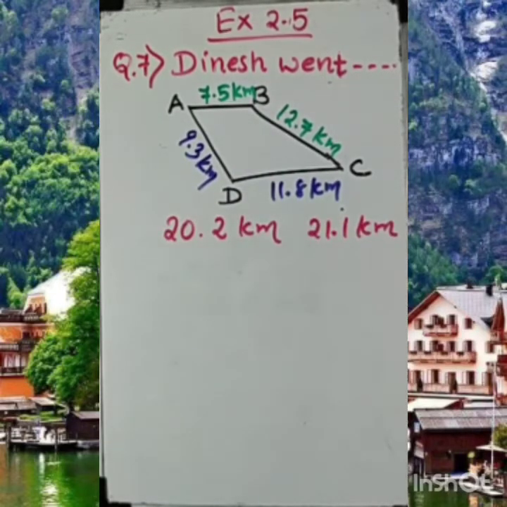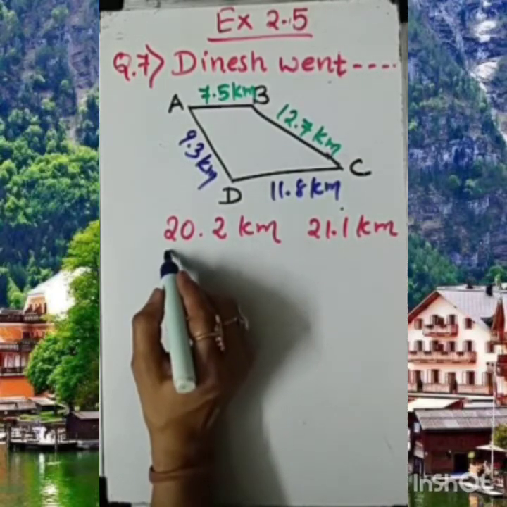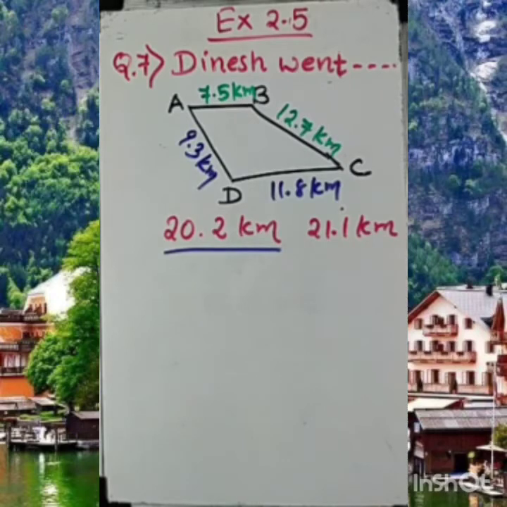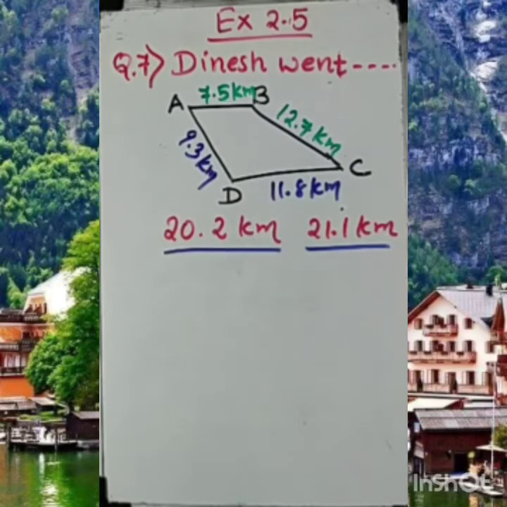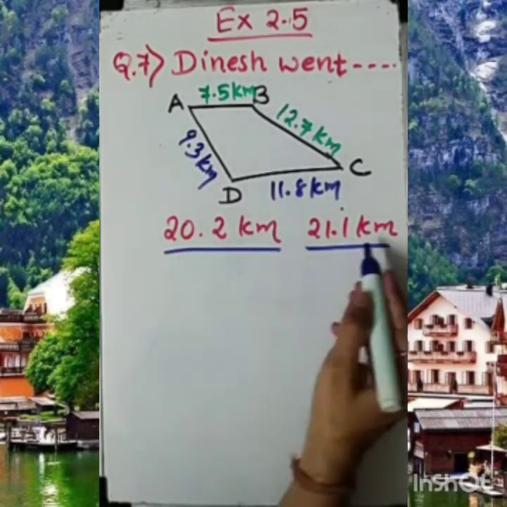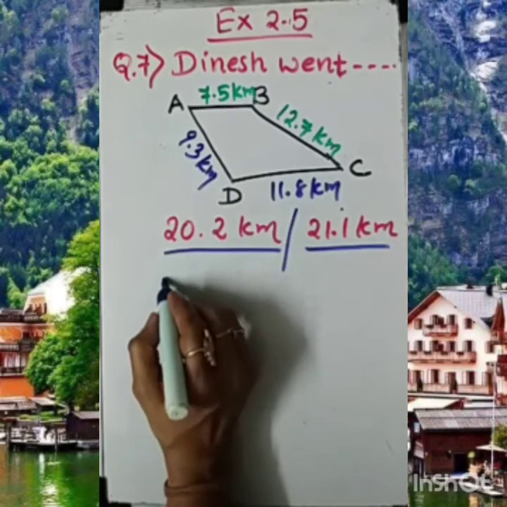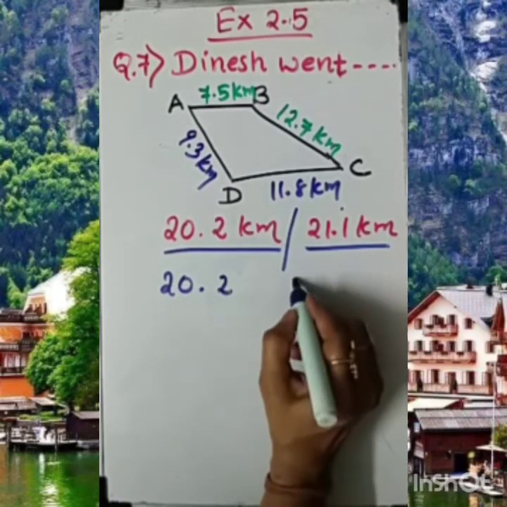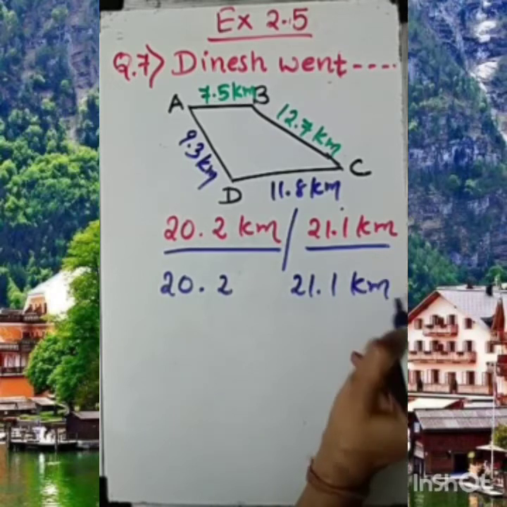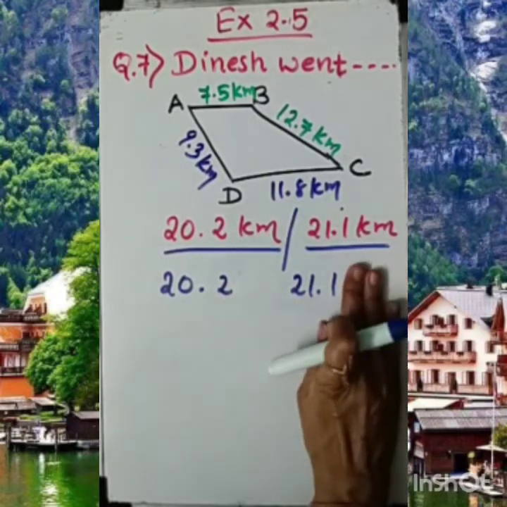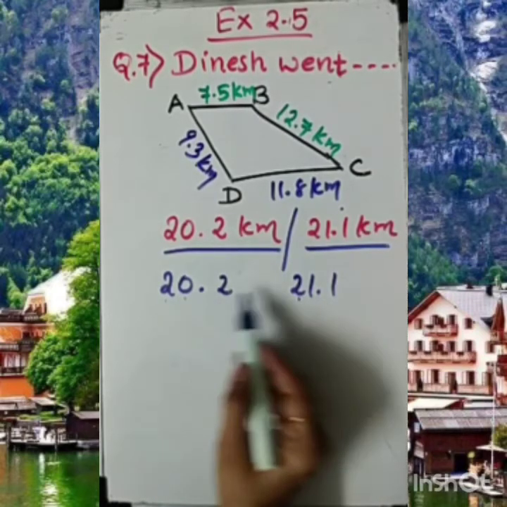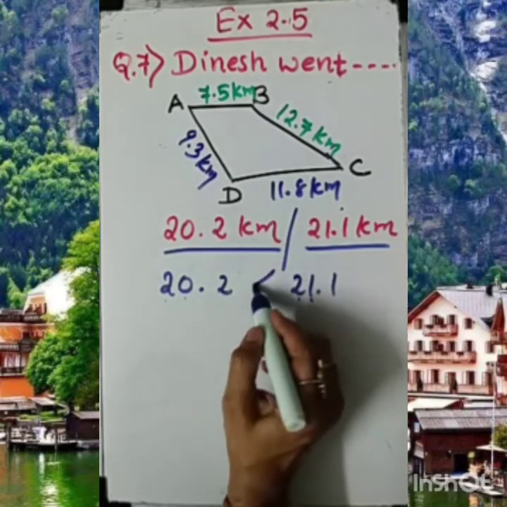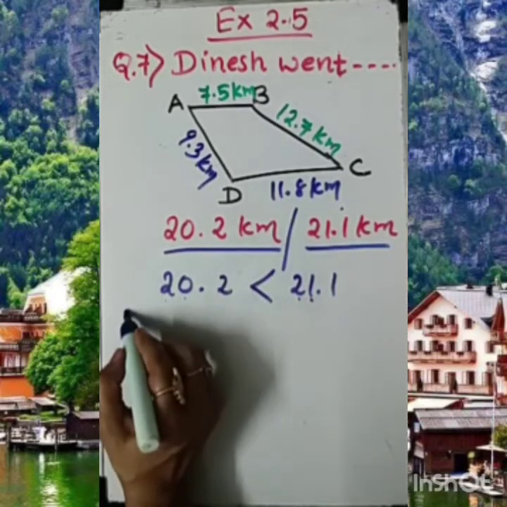So let's continue the same question. Dear student, as we have come to know, the distance traveled by Dinesh was 20.2 kilometers and the distance traveled by Ayub is 21.1 kilometers. Let's compare both of these. Which one will be bigger? Of course it is quite visible. If we compare both of these numbers, 2 is equal, here it is 0 and here it is 1. So of course this one is bigger.